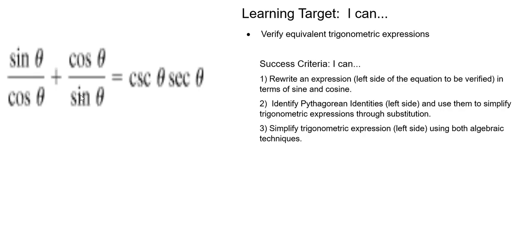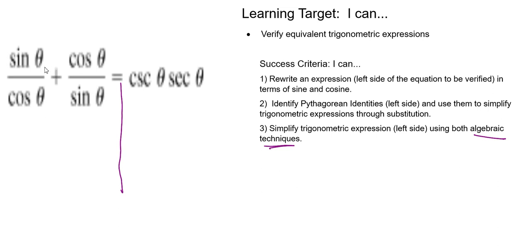Well, let's try another one. Let's say it's sine over cosine plus cosine over sine. Same thing. This is already written in sine and cosine, so we want to verify that this left side is equal to this right side. So how can we do this? Well, the first thing is we have two fractions. We're once again going to use some algebra techniques to help us figure this out.